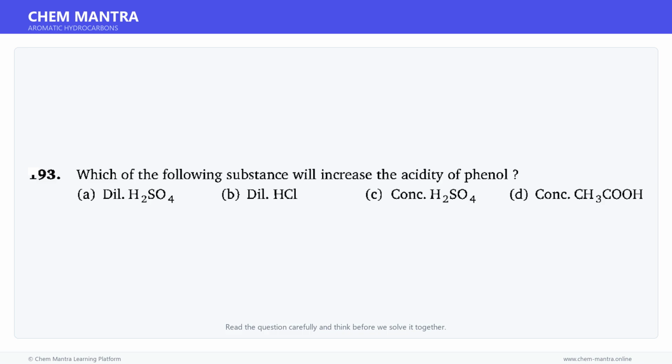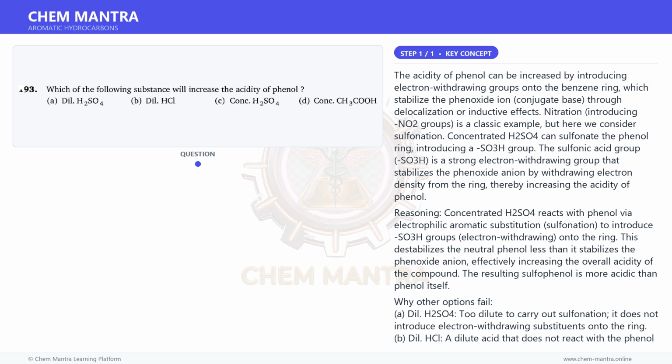Here is a question. Read it carefully and think about the answer. Let us solve it step by step. Let us first understand the key concept here.